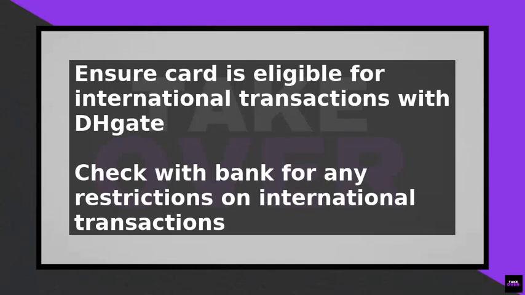To fix DHgate not accepting your card, follow this step-by-step guide. First, ensure your card is eligible for international transactions, as DHgate is a Chinese e-commerce platform. Check with your bank to see if your card has any restrictions on international transactions.